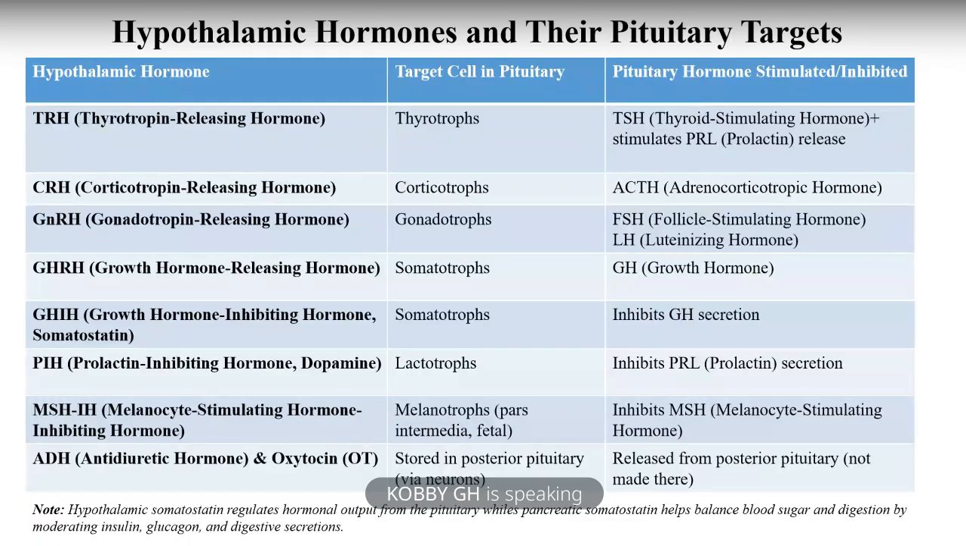Okay, hypothalamus produces ADH and oxytocin. Those ones will not go to the anterior pituitary. They will go to the posterior pituitary to be stored over there.